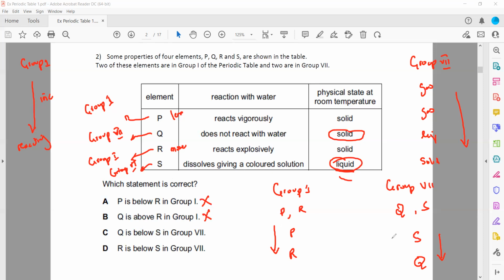Q is below S, and both belong to group 7, so statement C is the right one. And R is below S, but R and S are not in the same group, that's why it is not the right statement. So C is the correct answer for this. Is it clear how we work out the position of these elements in their group? For group 1, we work out in terms of reactivity, and for group 7 we work out in terms of state.